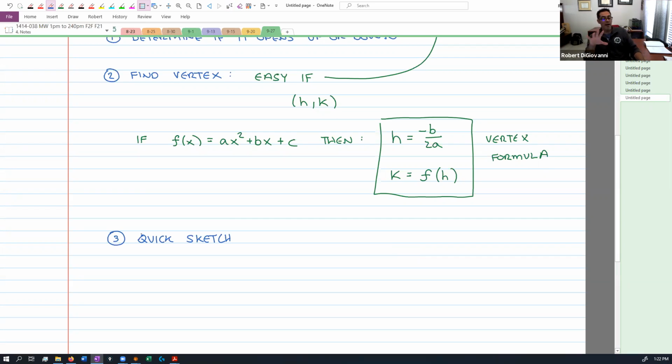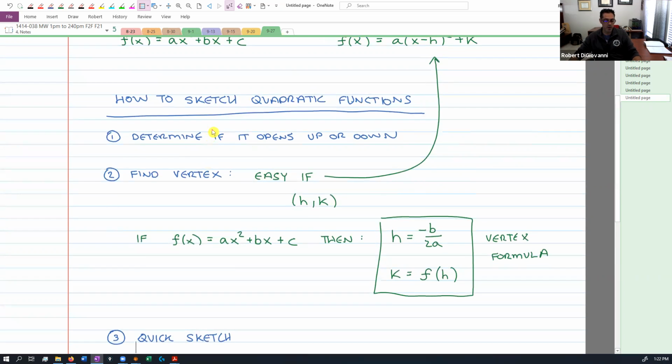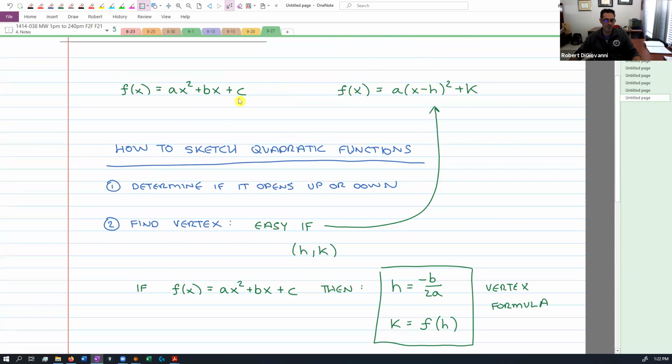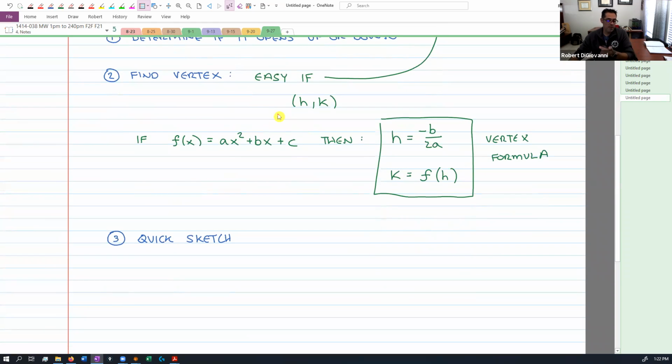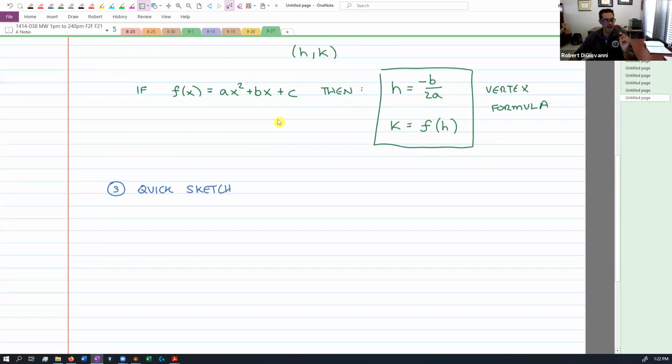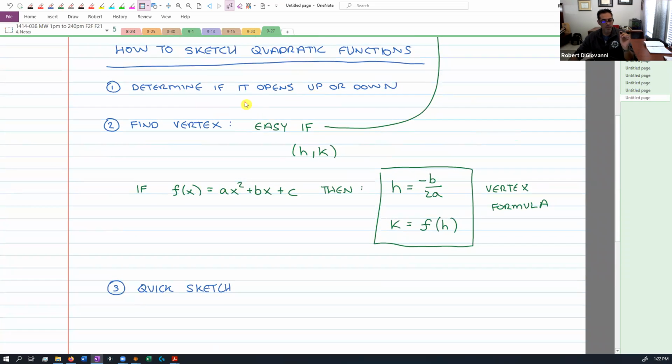Now, here's why I do a quick sketch. We don't know how many X-intercepts we have, right? In general, if someone just gives us a quadratic function in either one of these forms, there's no easy way to tell just by looking whether or not it has 0 X-intercepts, 1 X-intercept, or 2. We don't know. But with a quick sketch, we should be able to figure that out. Think about it. You know if it opens up or down, right? You know that, and you know the vertex.